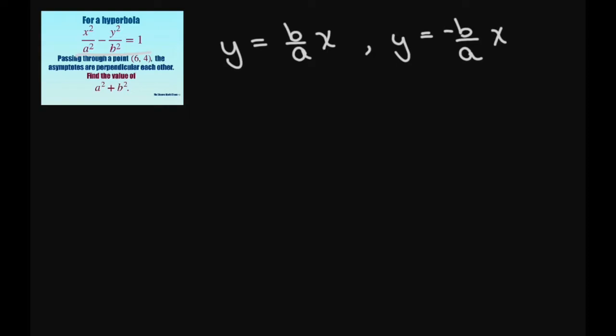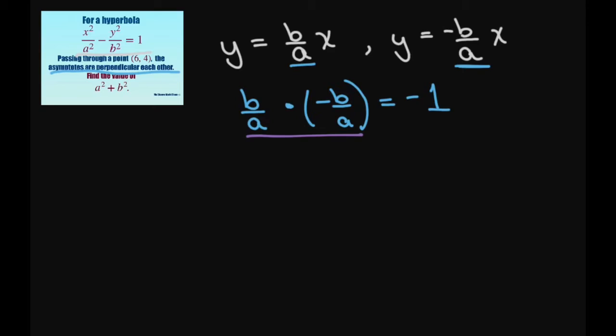Now basically it says that our asymptotes are perpendicular to each other. That means our b divided by a times these, and we're looking at our slopes here, negative b divided by a, are the negative reciprocals. So when you multiply these two, you get negative b squared divided by a squared equals negative 1.